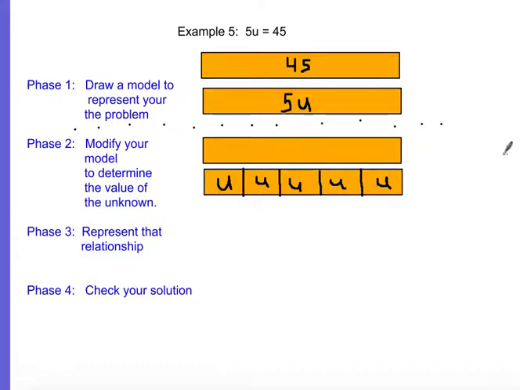Now, since I broke my bottom bar up into 5 equal pieces, let's go ahead and break the top bar up into 5 equally sized pieces. Now remember, the whole thing numerically has a value of 45. But if we take 45 and break it up into 5 equally sized pieces, then that means this piece all by itself is 45 divided by 5.